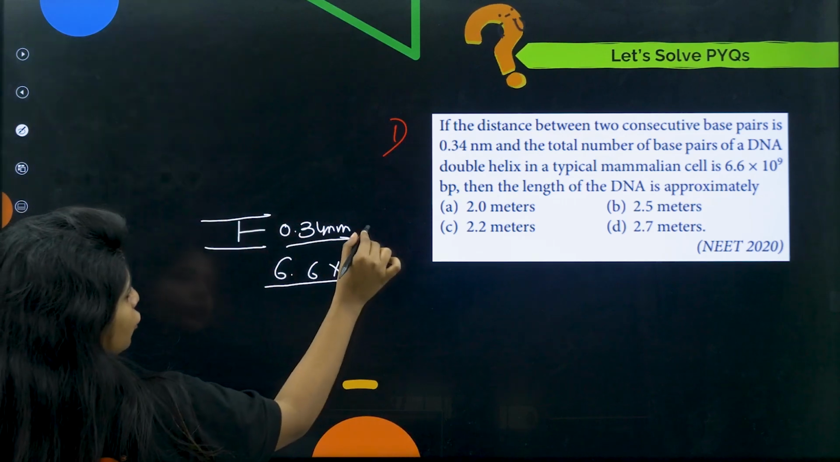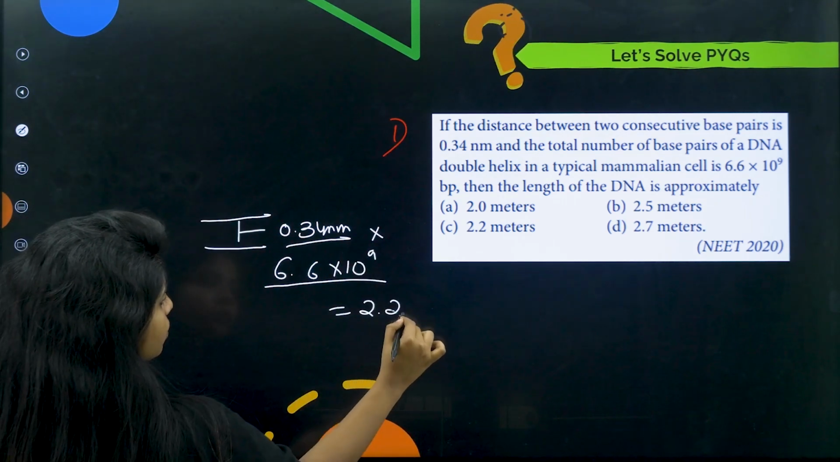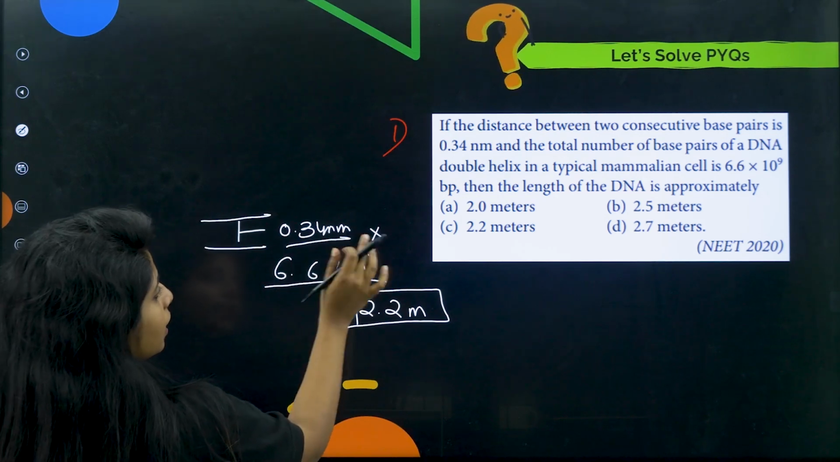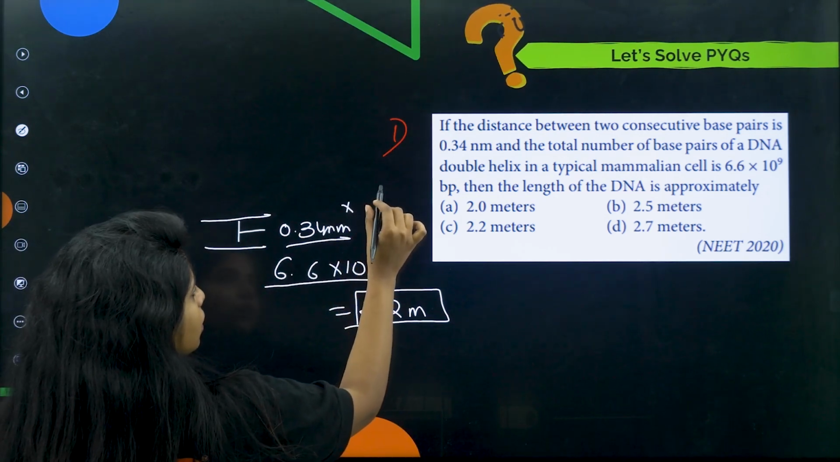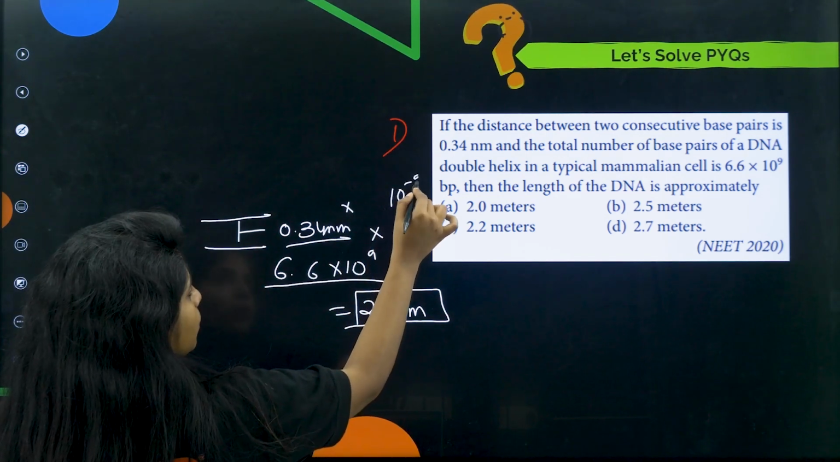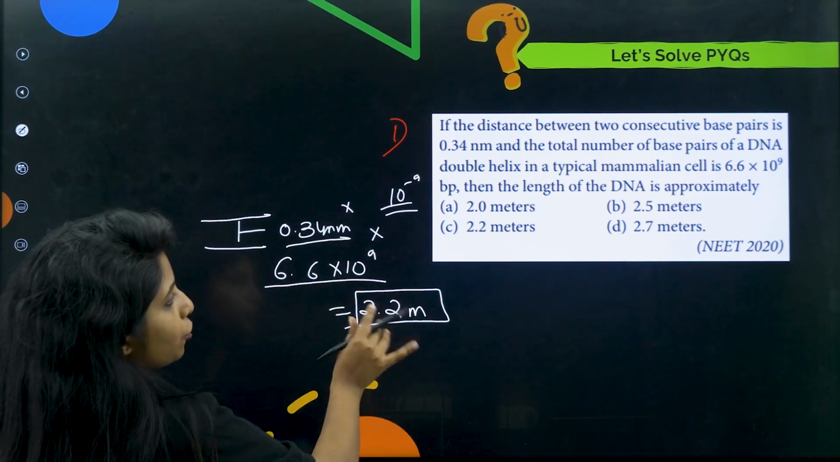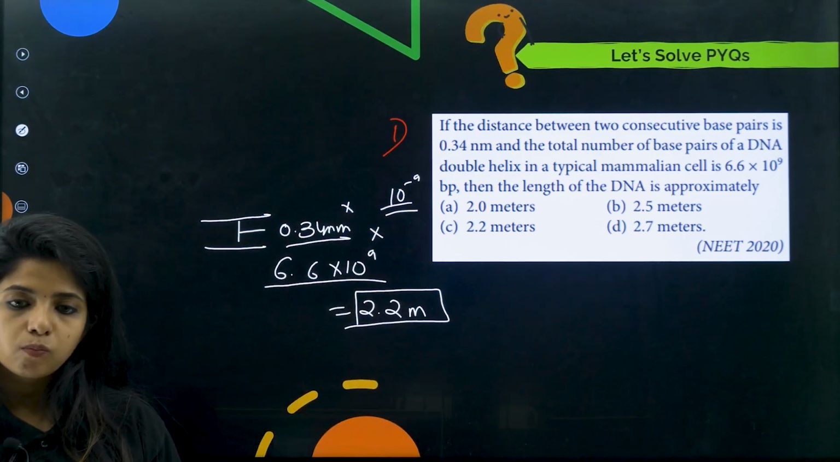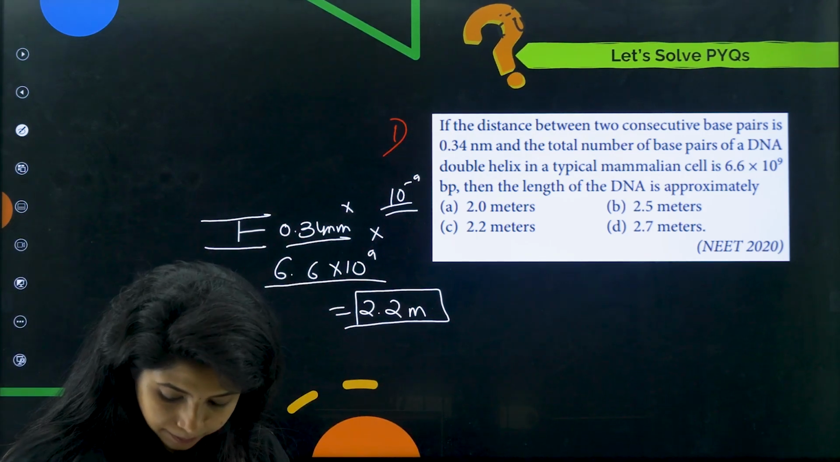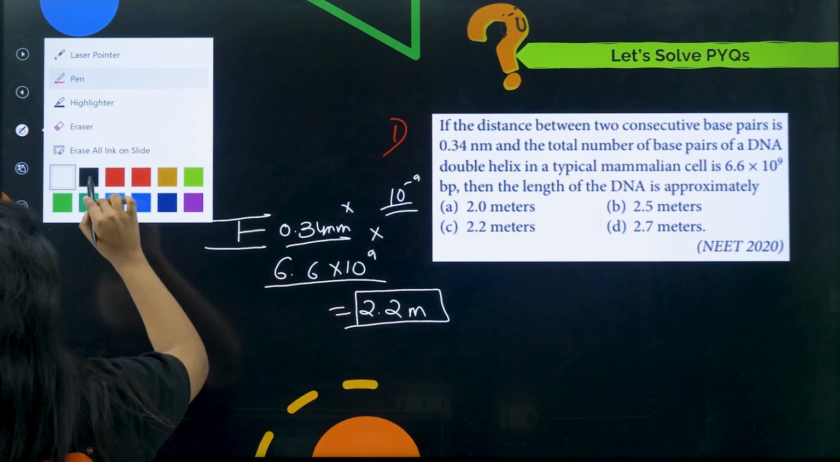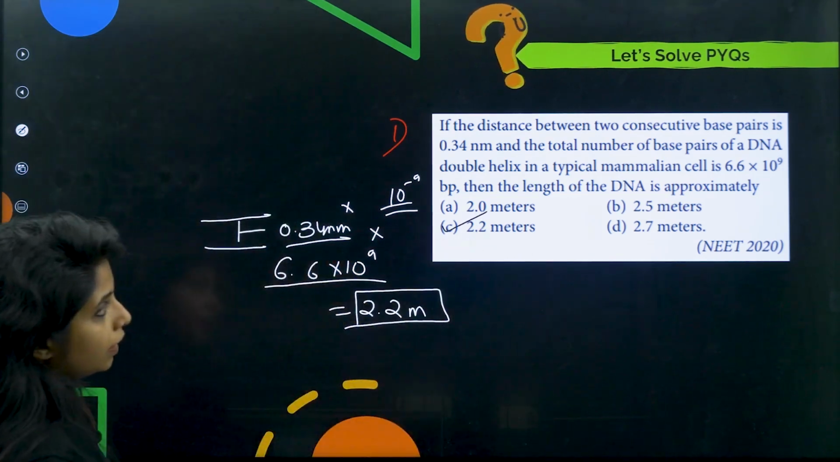Basically, when I multiply, what do I get, children? It's 2.2 meters. It will be 2.2 meters because when I convert nm into meters, it is 10 to the power minus 9. Then when I calculate it, I get 2.2 meters. Okay, going ahead. So, this is the answer.